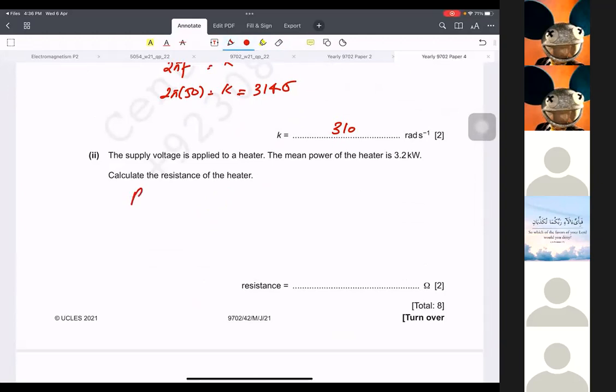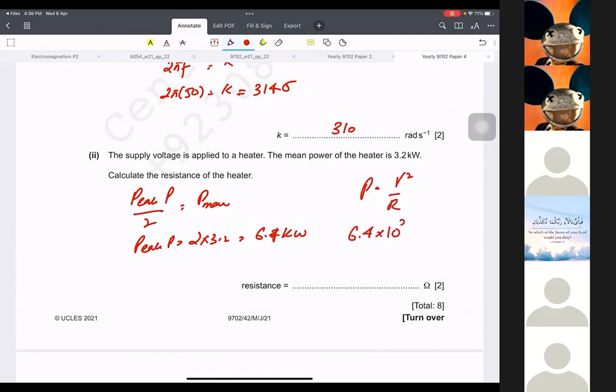First we find the peak power. Peak power over 2 is mean power, right? So if the mean power is 3.2, peak power is 2 times 3.2, which is 6.4 kilowatt, right? So then we're going to use V square over 2R. Now, 6.4 times 10 raised to power 3 equals V, that was 240, I believe, squared, divided by R. Can you find R, please?